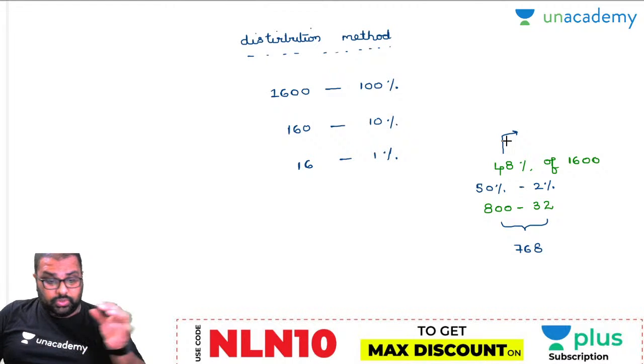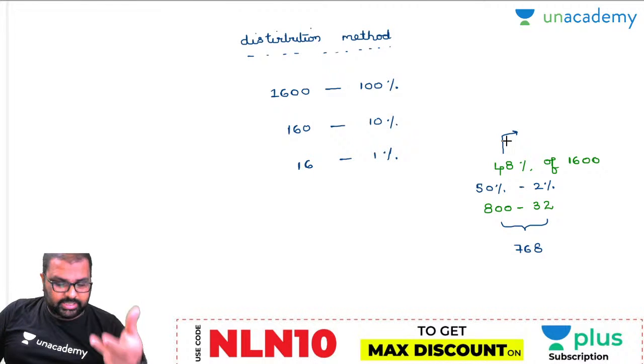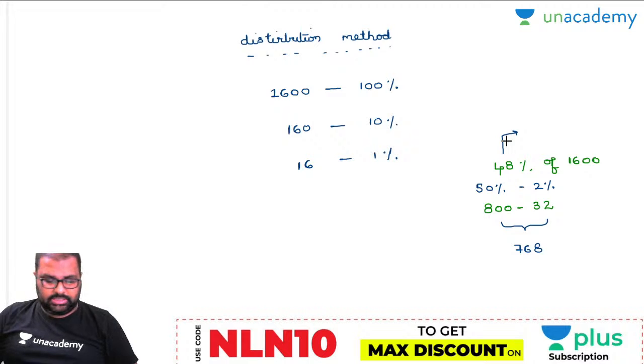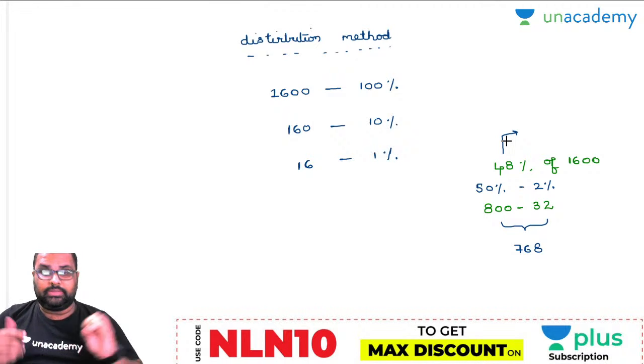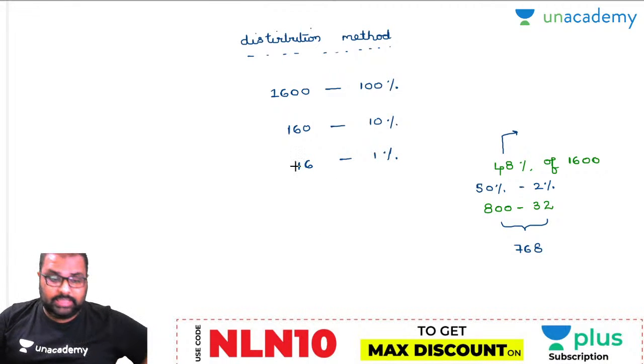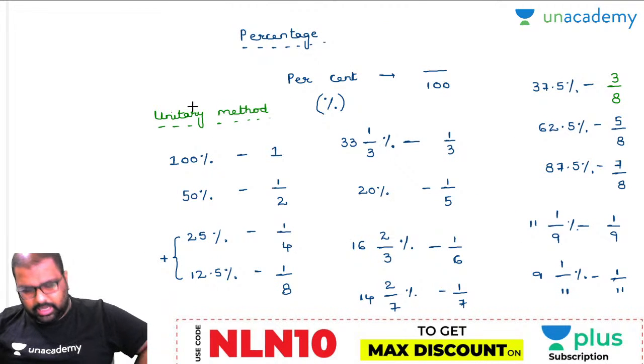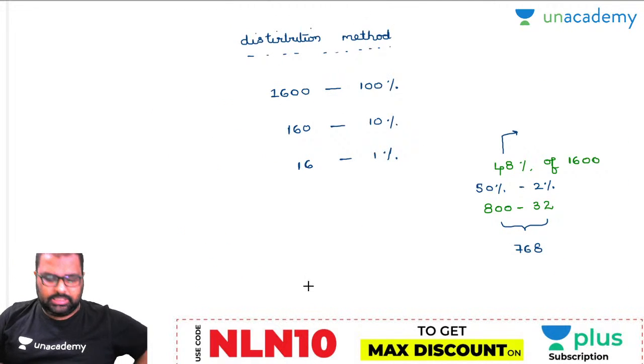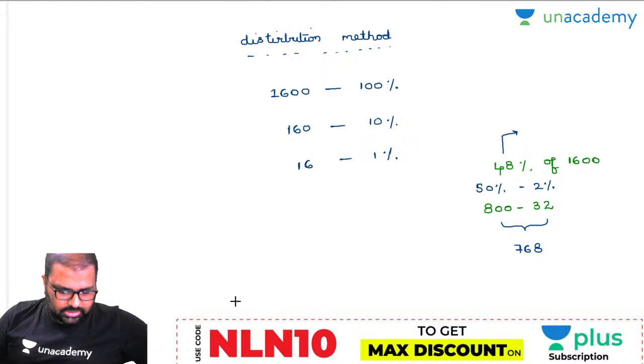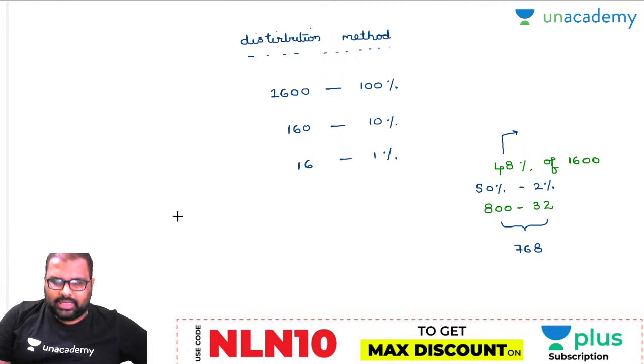Now look here, if you try to convert this 48% into a fraction, it takes more time than this. So see, sometimes converting into fractions also takes more time rather than doing this. This is very easy. Now see here, in some scenarios you can use both the techniques, this unitary method and also your percent distribution method, both. Right, 768 here.